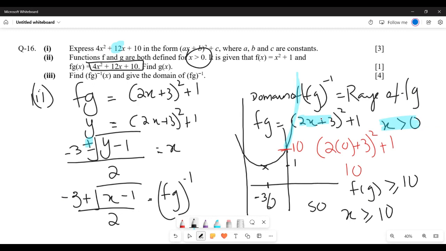Oh, sorry, it's not greater than or equal to 10, because 10 is not included, because the domain is just greater than 0, not greater than or equal to 0. So we don't include 10, just greater than 10.